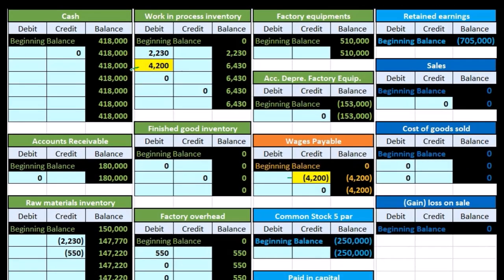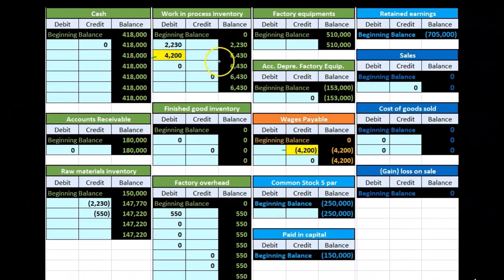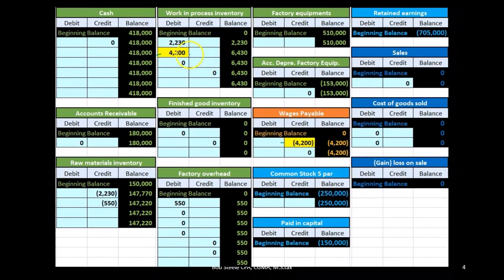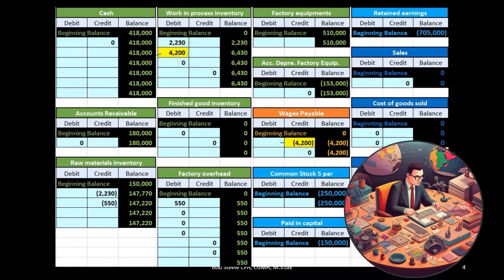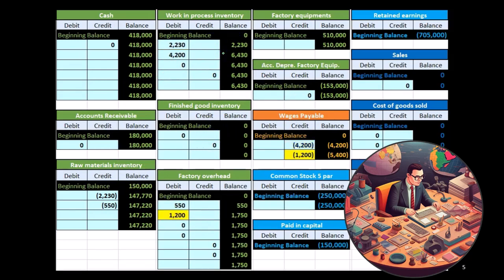As we do so, the work in process is going up from 2,230 from the direct materials up by the 4,200 for the wages to 6,430. And we're also going to have to post that to the job. It's direct. Therefore, we know exactly which jobs were worked on by this 4,200 and we'll be posting to the job sheets as well. The job sheets then, if we add them all up, should add up to the 6,430.